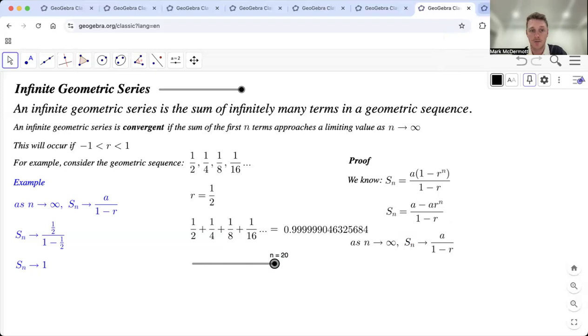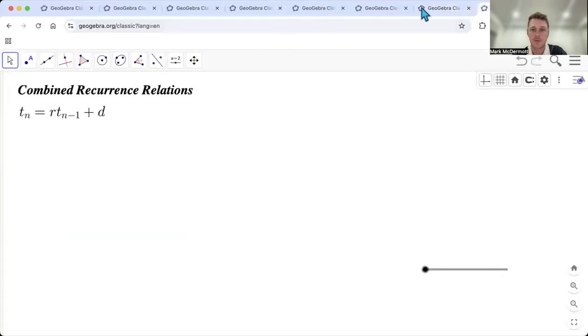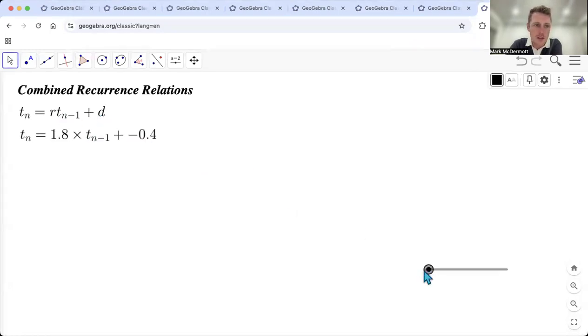Okay, the last part. All right, so this is where it's going to get a little bit tricky. So we'll just do our best. So combined recurrence relations. So basically now we've got some common ratio and we've got something that's going to be added. So again, R is the common ratio, D is the common difference.